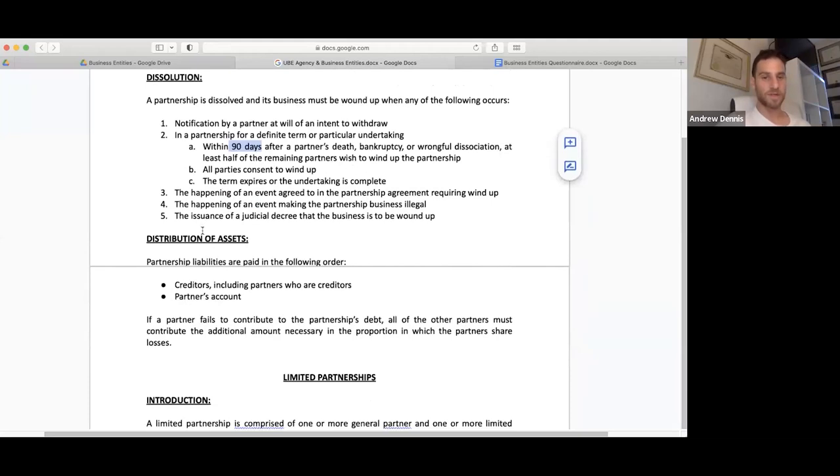So then we'll have distribution of assets. Creditors are paid off first, then partners' accounts. If a partner fails to contribute to the partnership's debt, all the other partners must contribute the additional amount necessary in the proportion in which partners share losses.